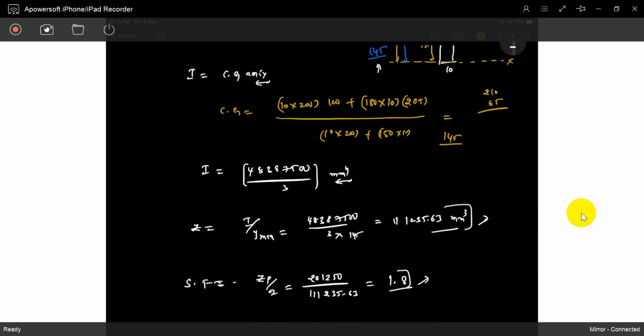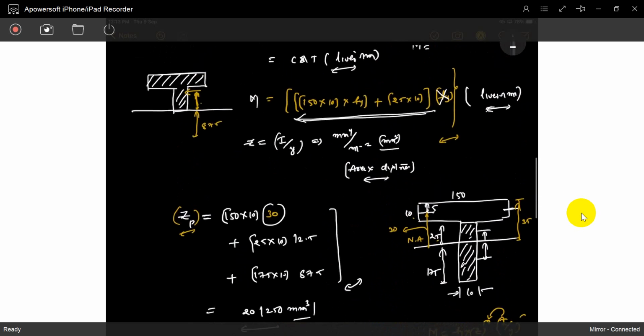Now we can observe it. Mostly I sections have a shape factor of 1.12 to 1.18. But this is a T section, and a T section has 1.5 to 2. Mostly this range will hold. So if you made some calculation mistake and got 5.6 or 6.7, sir, it's not possible. Mostly it is in the range of 1 to 3, 2.2, 2. That's enough. Got the idea?